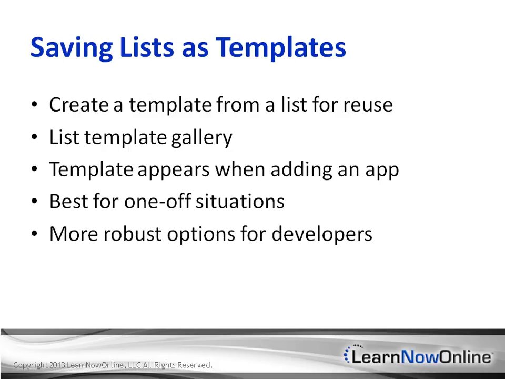So like I said, there are more robust options for developers, but even if you're a developer, you have to ask yourself for a particular scenario in your department if you need robustness or not. And if you don't, then saving a list as a template is a great way to go. Okay, so let's do that now.